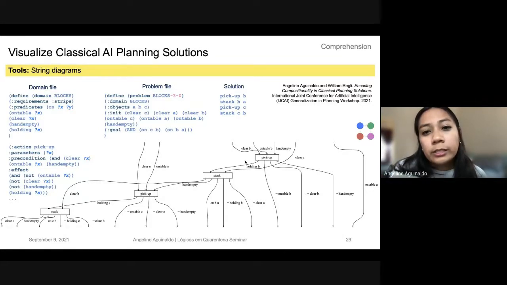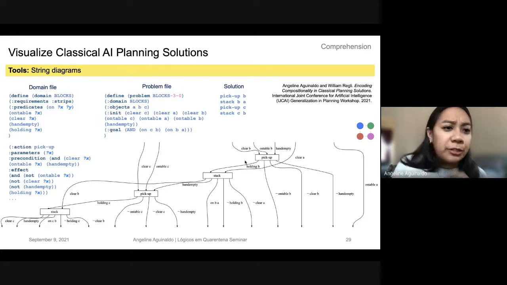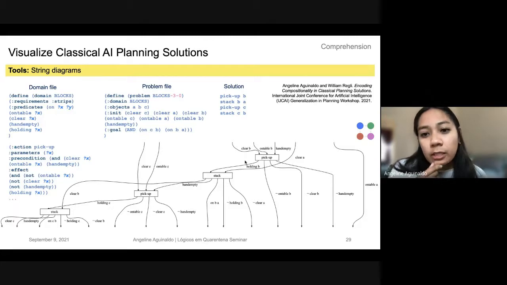And so when someone is attempting to debug or understand the reason for a solution in AI planning, they have to look at the solution compared against the description of those actions in the domain file, and then kind of trace all of the effects through in that way. But I think that this can be expressed in a composition of symmetric monoidal category arrows.